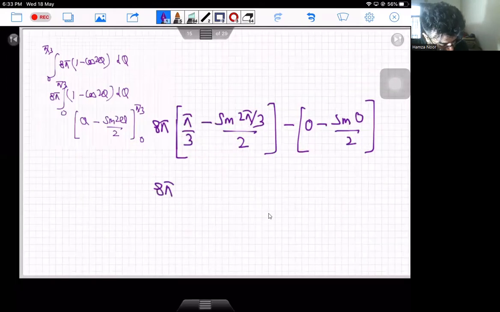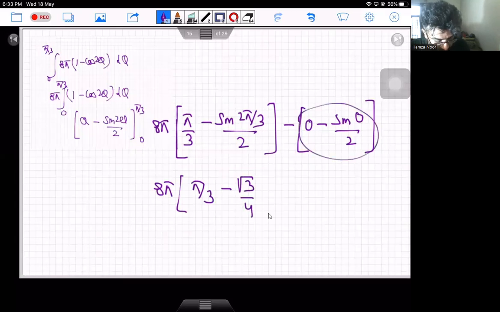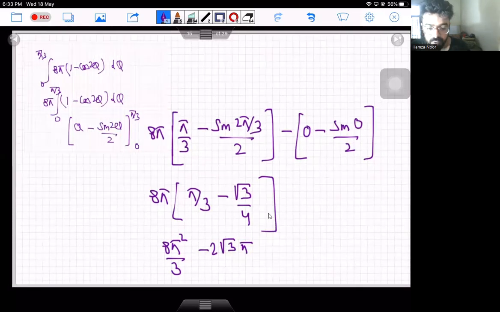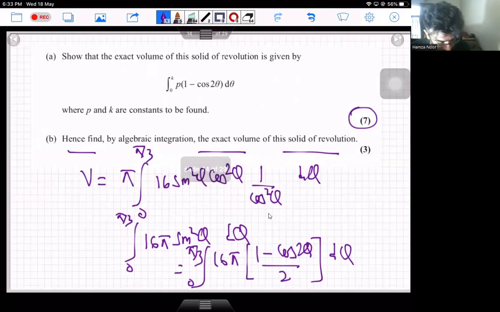So 8 pi multiplied by pi over 3 minus, first of all, let's evaluate sine 2 pi over 3, and then divided by 2. This is root 3 over 4. And this whole thing will be 0. Okay. So you are left with 8 pi square over 3 minus 8 multiplied by root 3 over 4. Obviously, this will give you 2 root 3. So minus 2 root 3 times pi. This is supposed to be your exact volume of revolution.